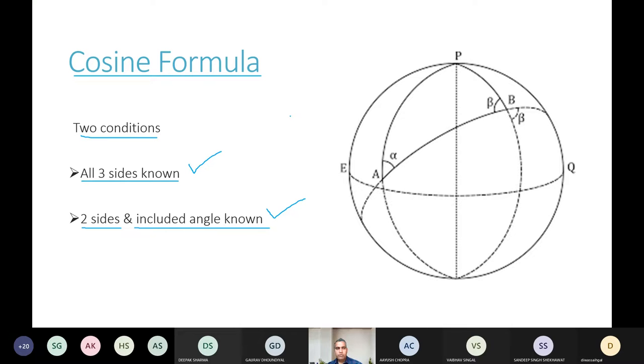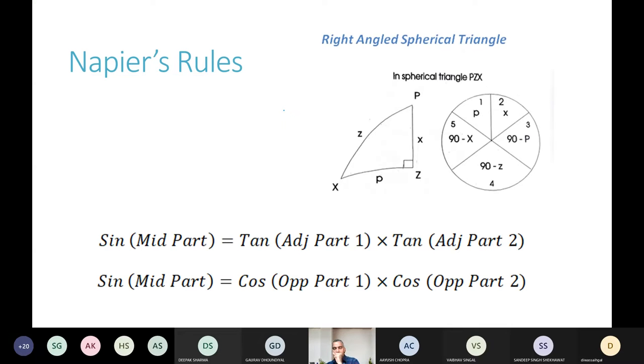Let's move to the next formula now, which is the Napier's rule. Now, Napier rule is applicable to special spherical triangle. What should be the speciality? The speciality in these triangles is 90 degrees. That means either any one angle or any one side of the triangle should be 90 degrees for us to apply the Napier's rule. So if you see a spherical triangle in which at least any one side or any one angle is 90 degrees, Napier rule can be applied there.